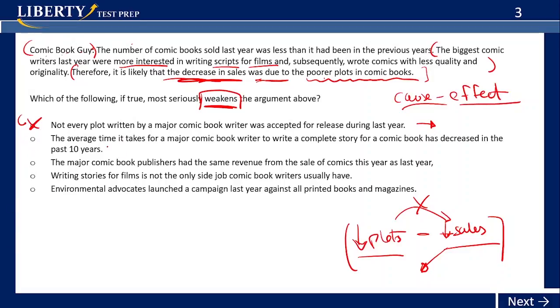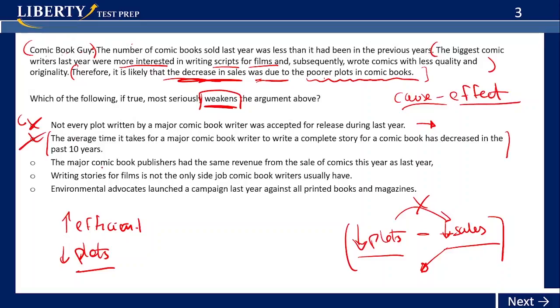Let's go to B. The average time it takes for a major comic book writer to write a complete story for a comic book has decreased in the past 10 years. Okay, but that doesn't really correlate with quality, right? So the time has decreased, but is it because they have become more efficient? Or is it just because they're writing poorer plots? It's not clear from B, right? So the quality has gone down or the efficiency has gone up. We don't know. Letter B doesn't tell us, so that's not good enough either.